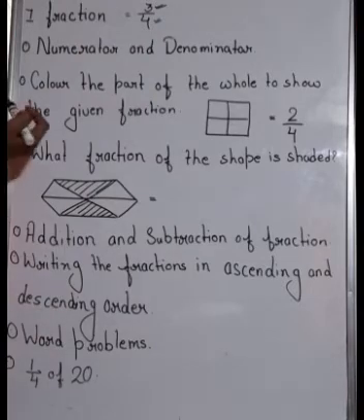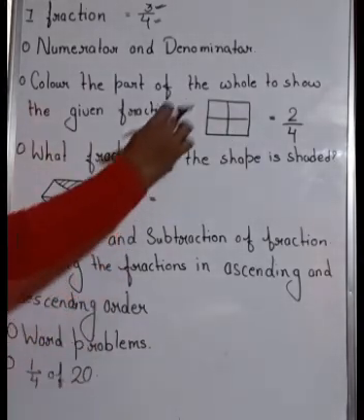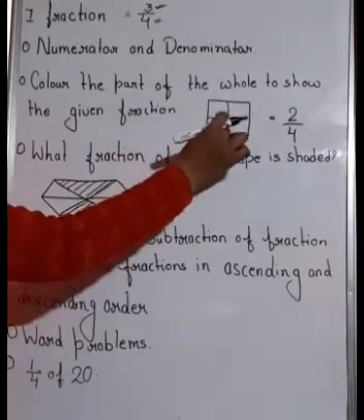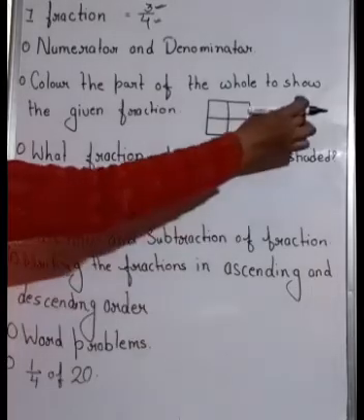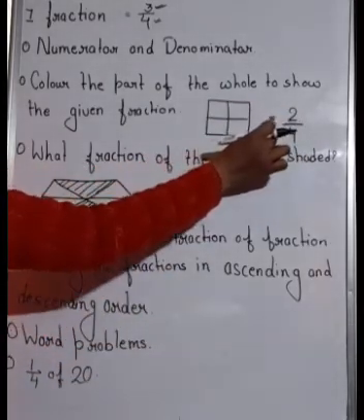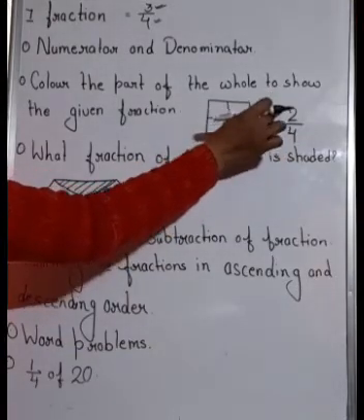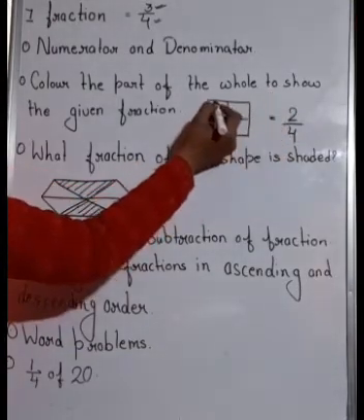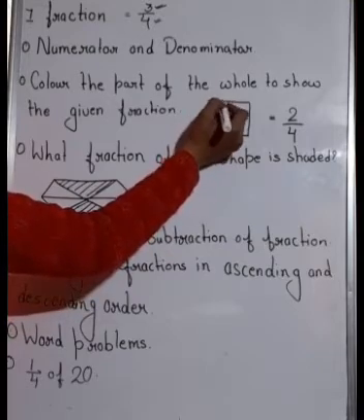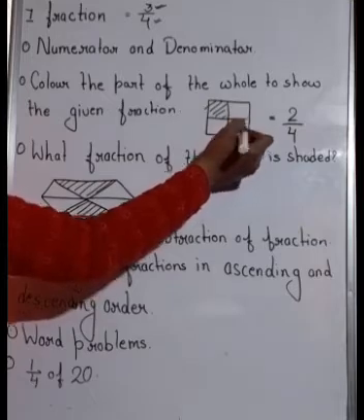Okay, now your questions like color the part of the whole to show the given fraction. Here I have drawn a square and I have divided it into 4 equal parts and I have written a fraction 2 upon 4. So you have to color it according to the given fraction. So 2 upon 4 means you have to take 2 parts out of these 4. So you can shade any 2 parts. Okay, it is up to you which 2 parts you want to shade.